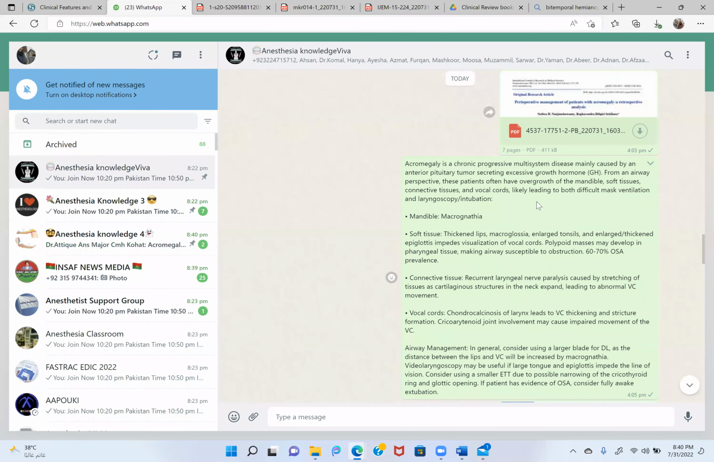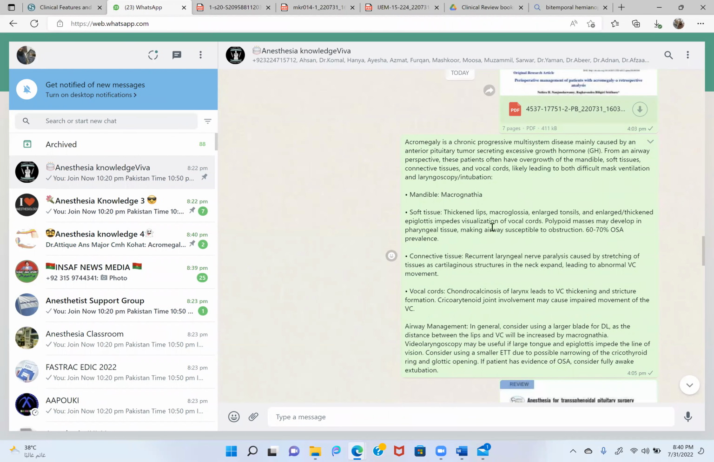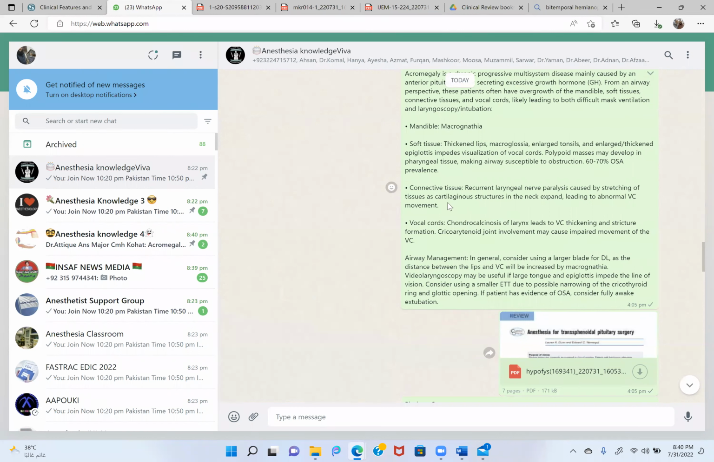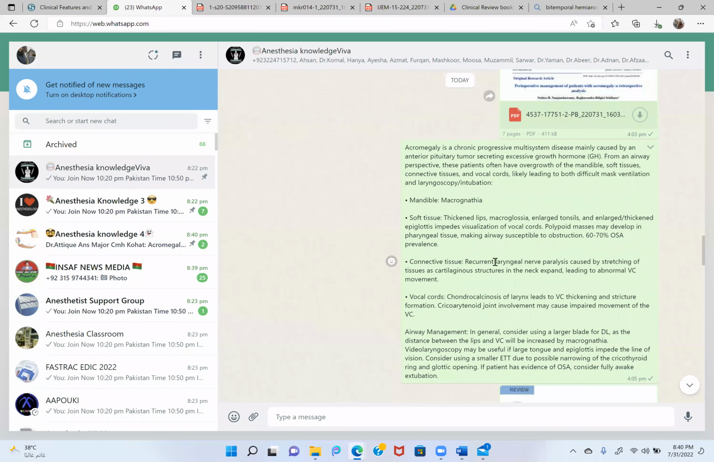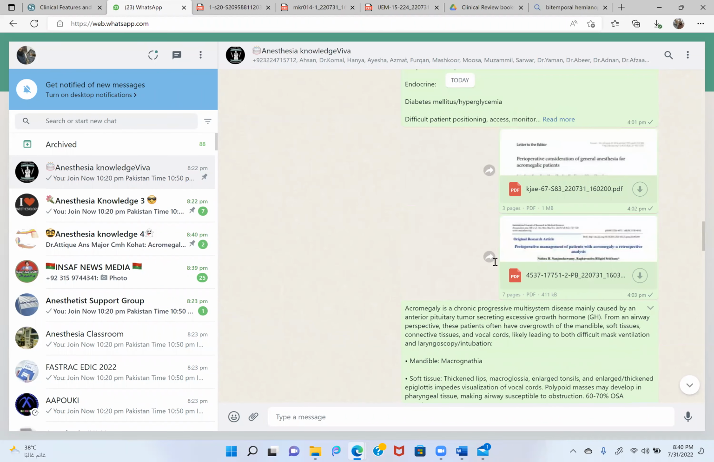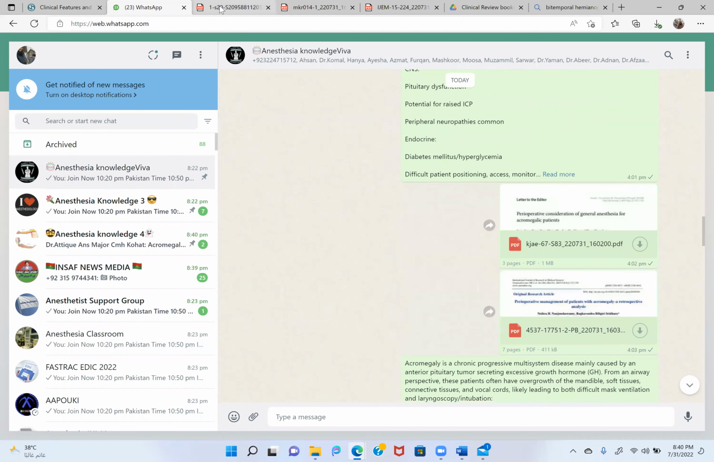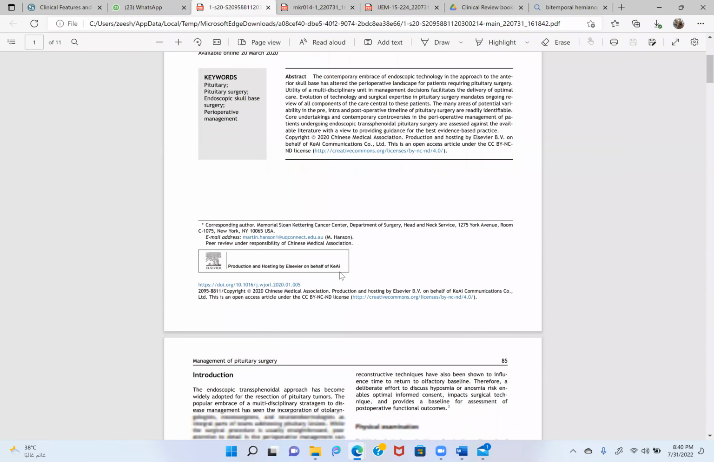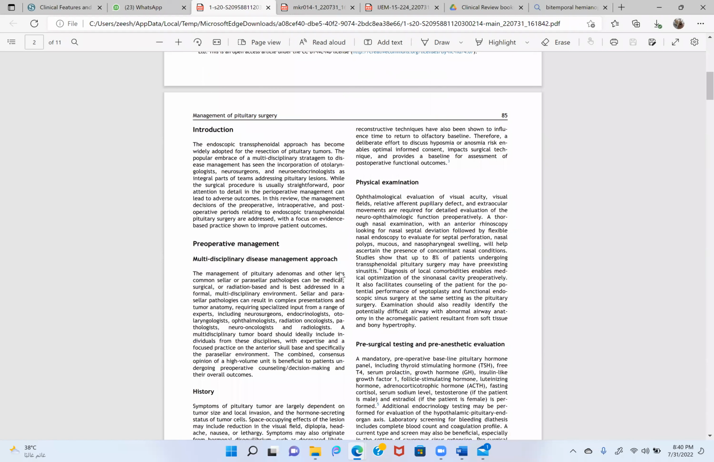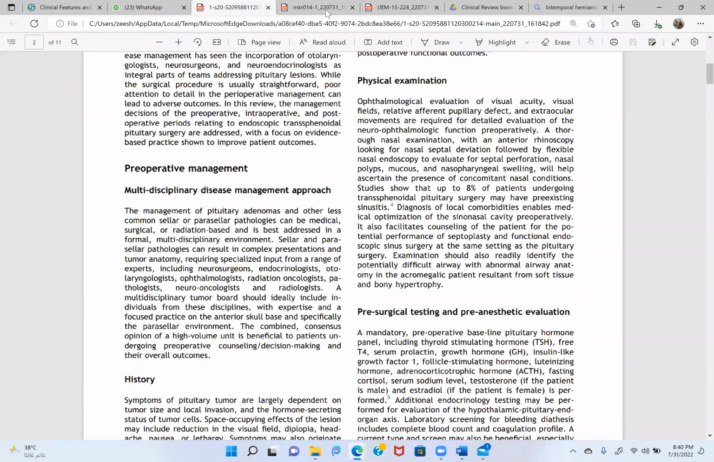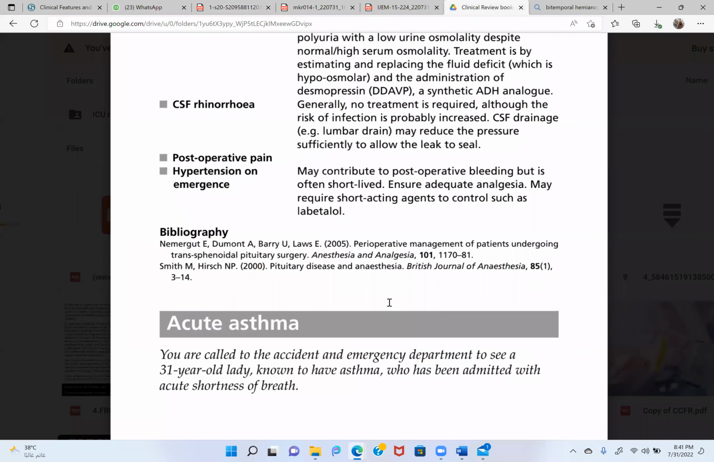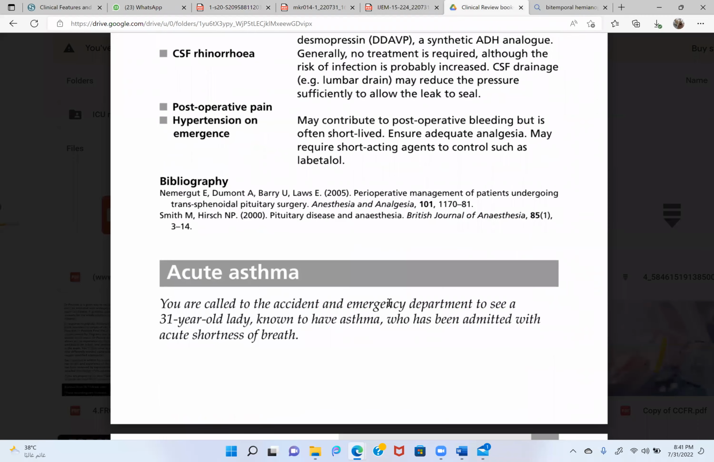Some words about this: whenever there is a problem with the mandible and airway, there will be chances of difficult intubation. Whenever there is involvement of connective tissue, there may be involvement of the recurrent laryngeal nerve, and problems with mask ventilation or intubation. Because of soft tissue overgrowth, there will be chances of obstructive sleep apnea. That's what they have explained here. There is a question about octreotide. I will share it. Is there a role of octreotide in acromegaly? Yes.